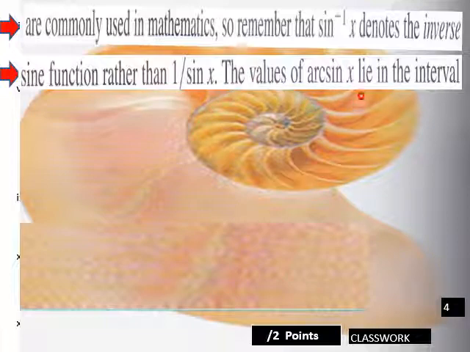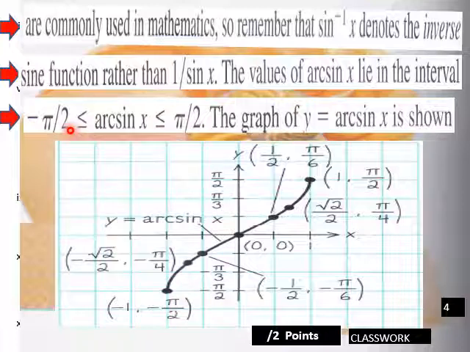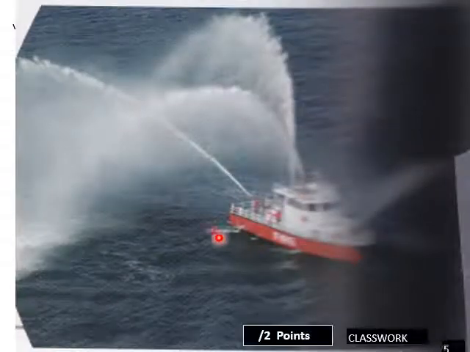The values of arcsine x lie in the interval negative pi over 2 less than or equal to arcsine x less than or equal to pi over 2. So from negative pi over 2 to pi over 2 over here, and then this is negative 1 down here, and this is 1 up here. So on this interval here, the values of arcsine x lie in an interval. The graph of y equals arcsine x is shown. So this is on your classwork sheet here. This is a really important part of this section.